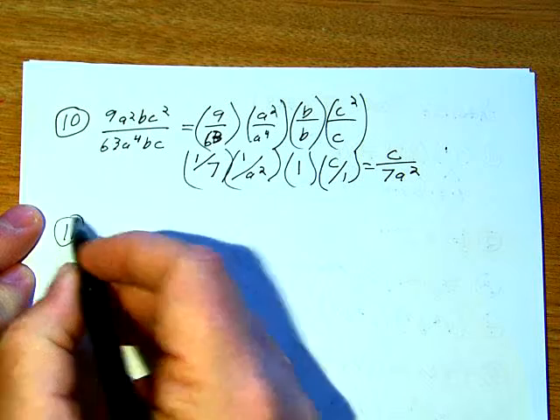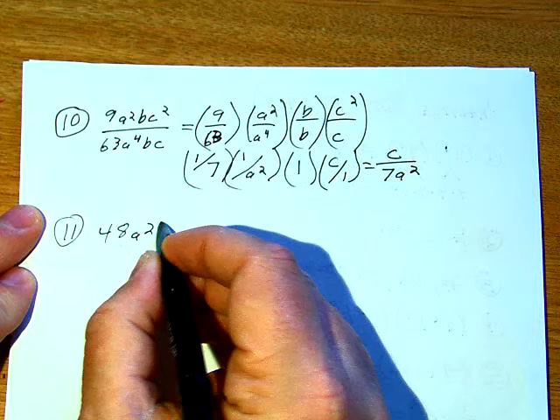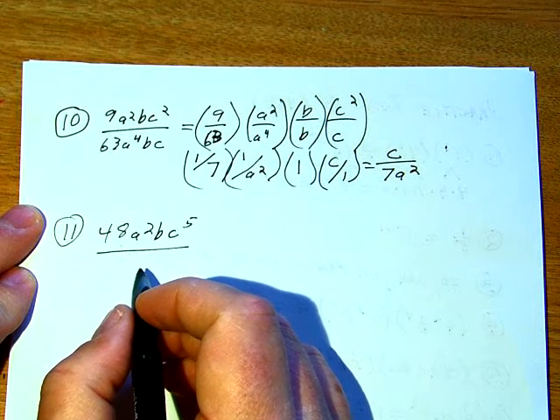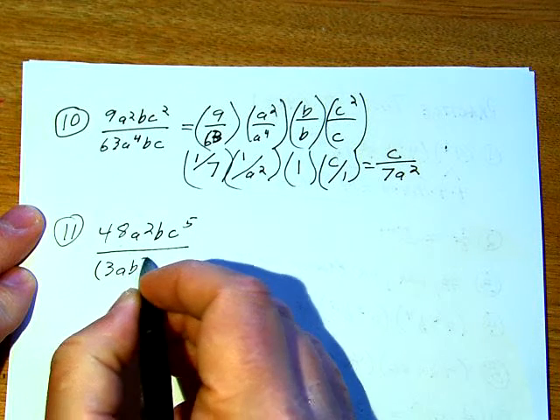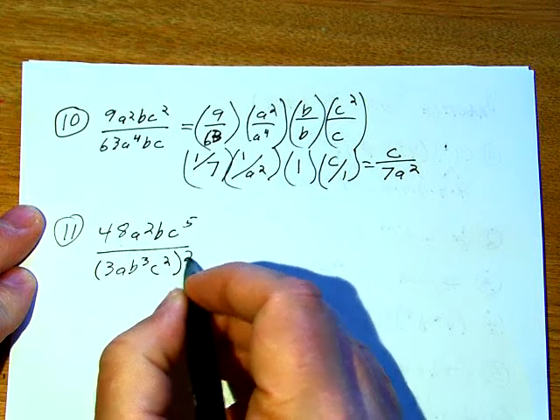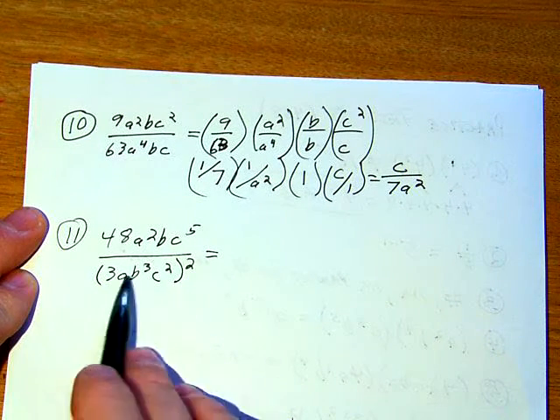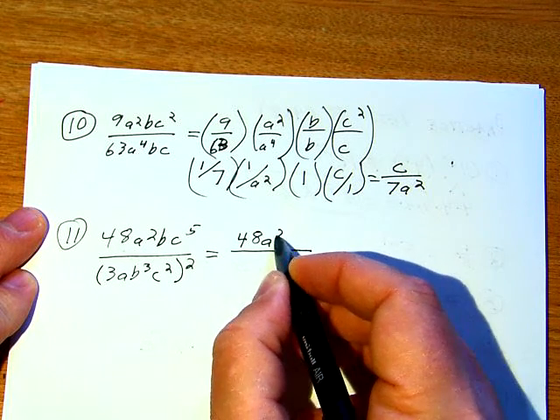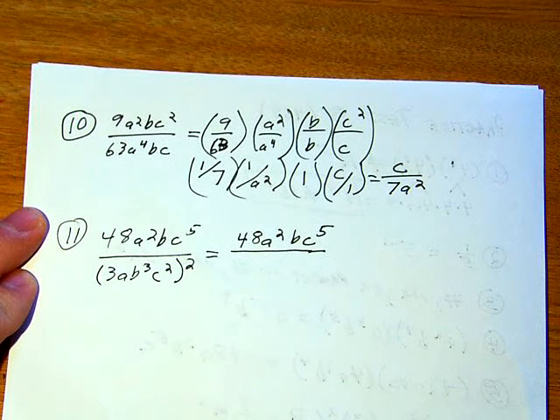Now let's try number 11. 48 a squared b c to the 5th divided by 3ab cubed c squared, the whole thing squared. Alright, first thing I'm going to do is get rid of the power of the power on the bottom of my fraction. So that's going to leave me with the same thing on the top. Okay, that's on the bottom.